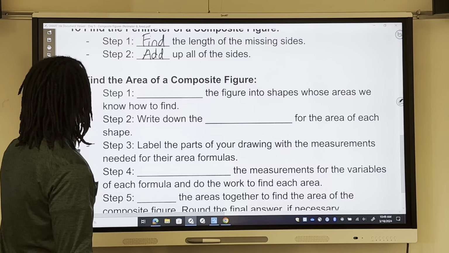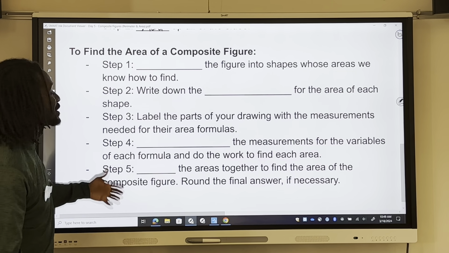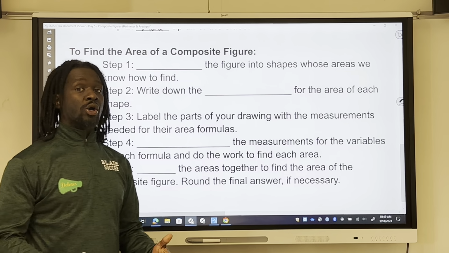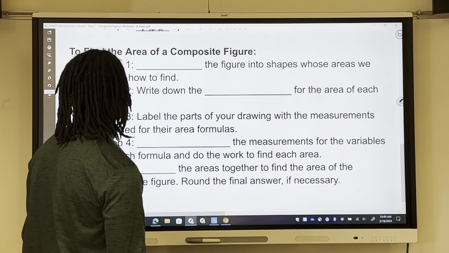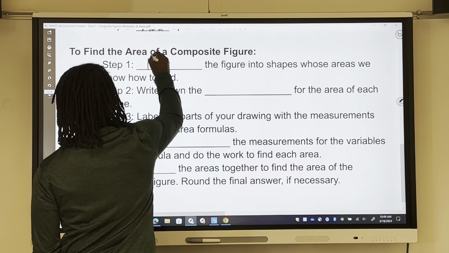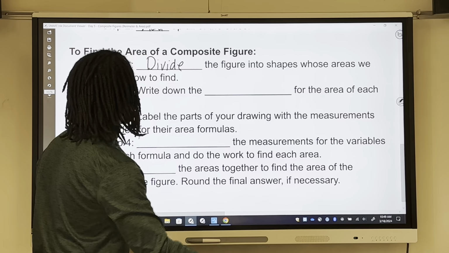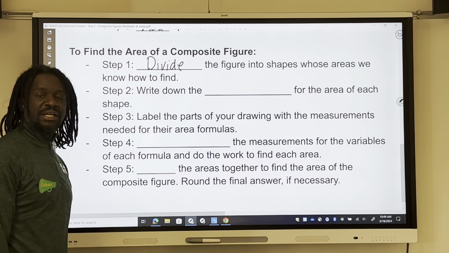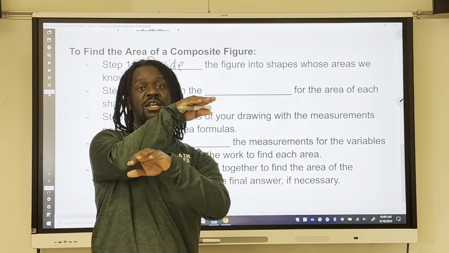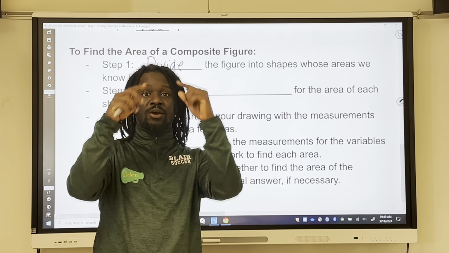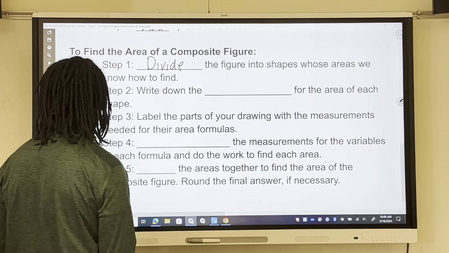Okay, steps for finding the area. Now, again, friends, there's a lot of steps. It's not hard, but there's just a lot to do here. So the first thing we're going to do is divide our figure into shapes that we know how to find the area of. In other words, we're taking this house and we're going to divide it into maybe a square and a triangle, right? We're breaking it down into shapes that we know.